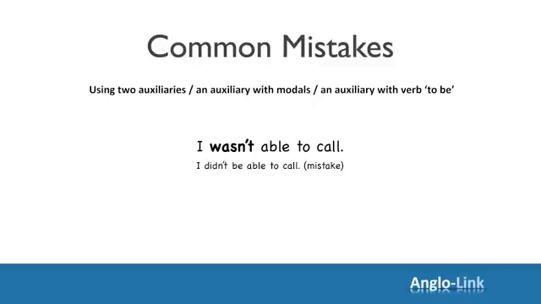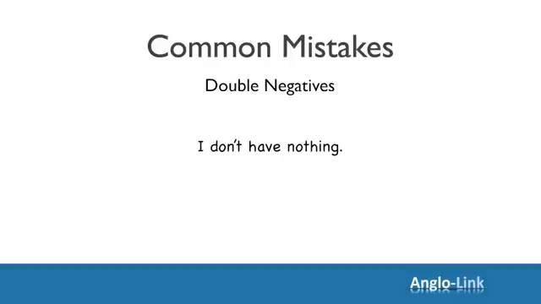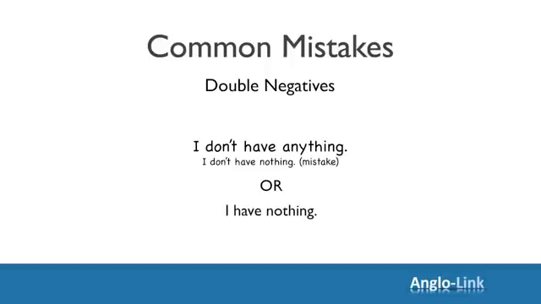And finally, the last type of common mistake with negatives is using double negatives. That's right. Let's look at an example. You may hear, I don't have nothing. What's happened here is that you've used both a negative verb and a negative word. Remember, they are alternatives. You can say, I don't have anything, or use the negative word. I have nothing.